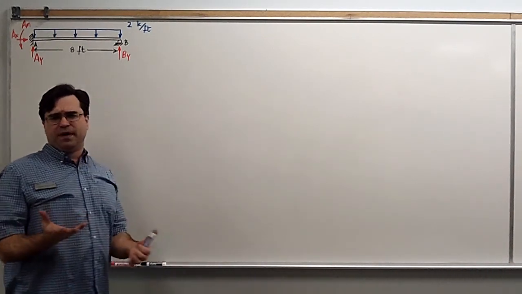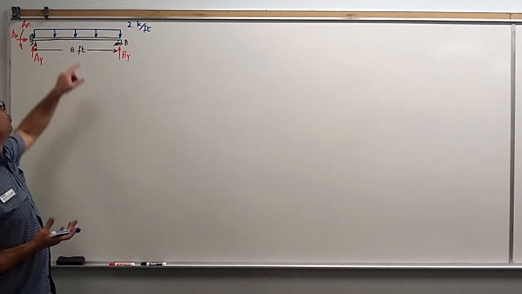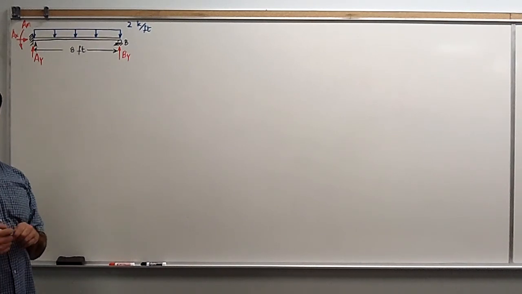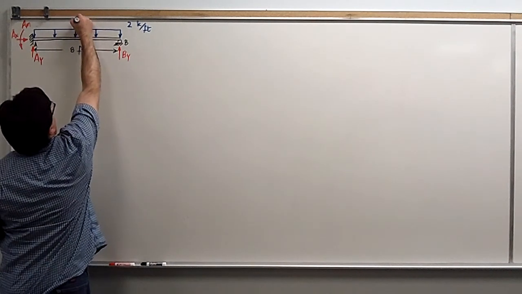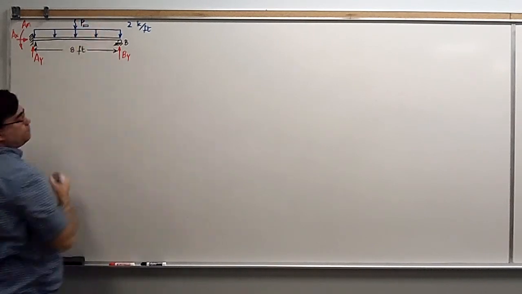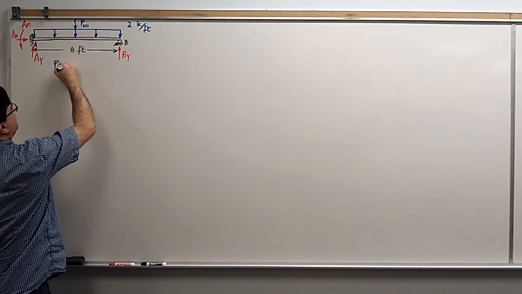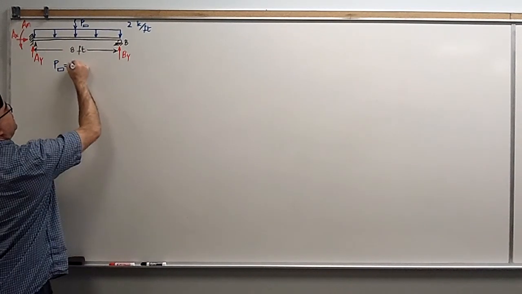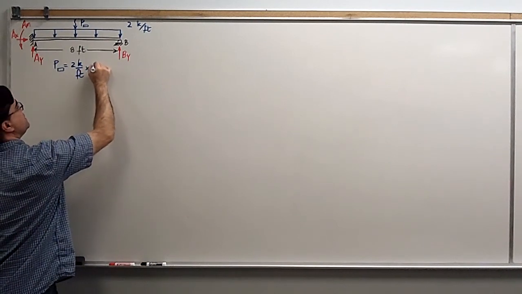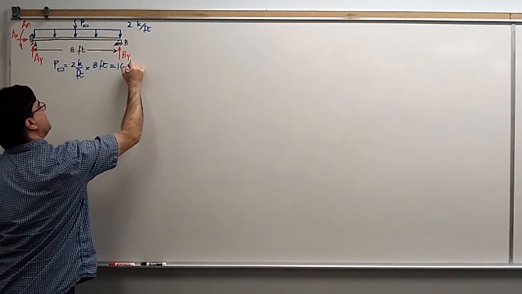And just to simplify my life, I'm also going to come up with an equivalent point load to represent this distributed load. It is located right in the middle at the centroid. And I'll calculate it right now. It is 2 kips per foot times a distance of 8 feet. That's going to be 16 kips.